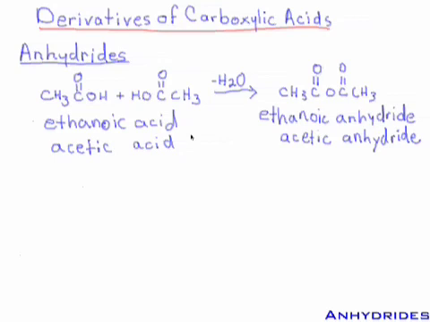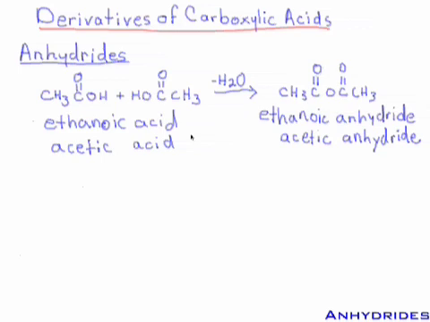In this scribblecast lecture, we're continuing our examination of the derivatives of carboxylic acids. Specifically, we're going to begin looking at anhydrides and anhydride chemistry. Now, anhydrides are molecules that result from the dehydration or loss of water from two carboxylic acid functional groups.